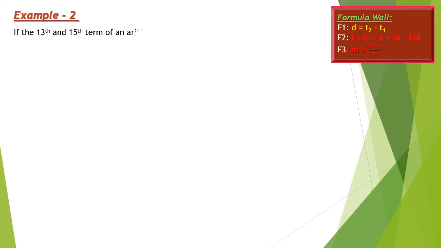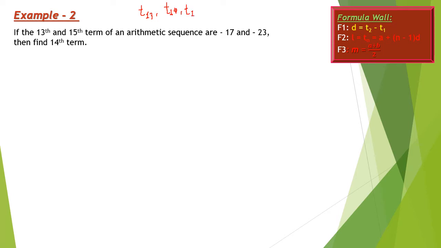Now it's time for example 2. You can see a formula on the top right corner. Example 2. If the 13th and 15th term of an arithmetic progression or sequence are minus 17 and minus 23, find the 14th term. You can see T13 and T15. Okay, there is T14 in the middle, T14 in the middle, and T15.